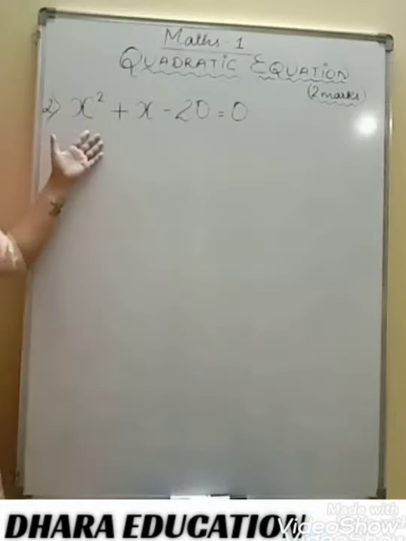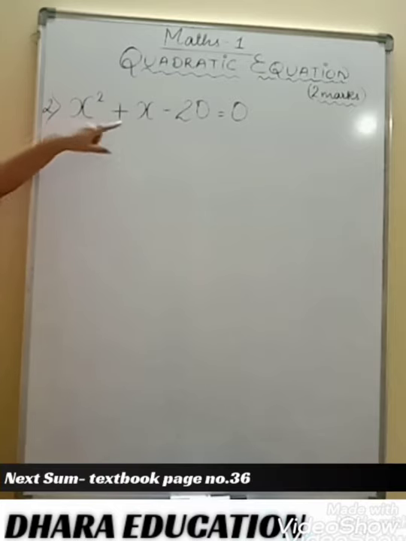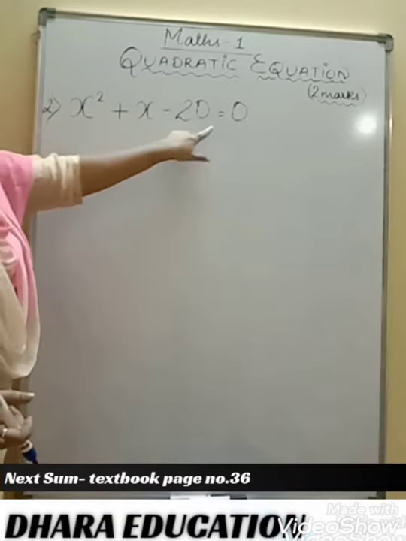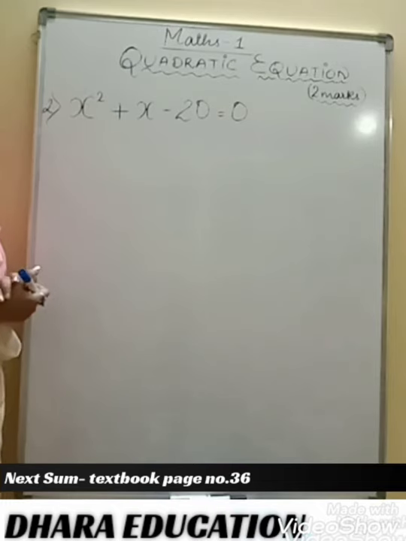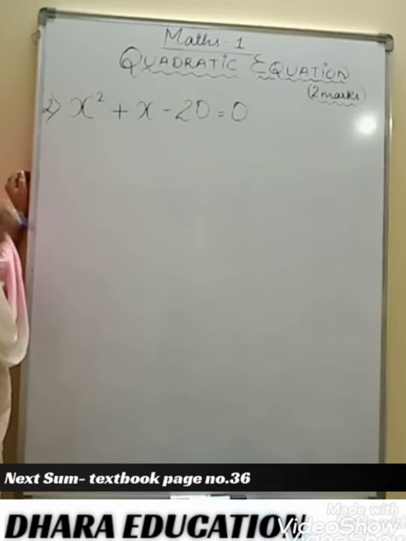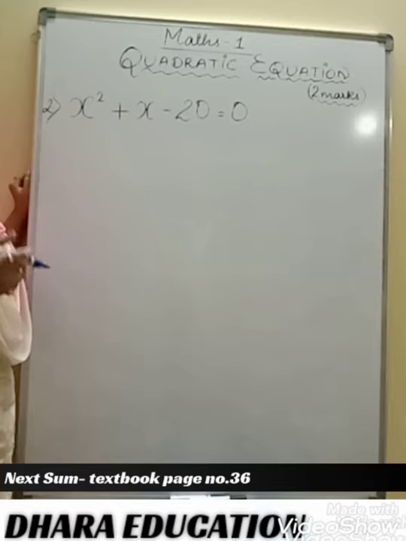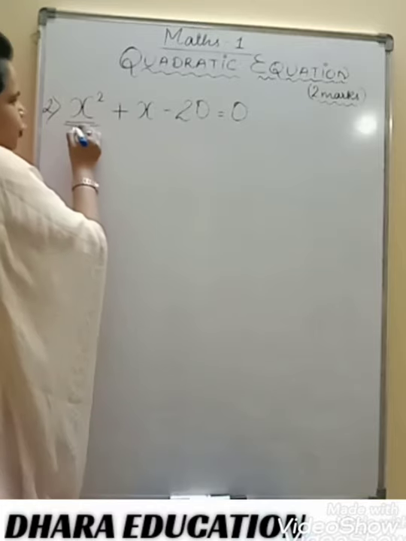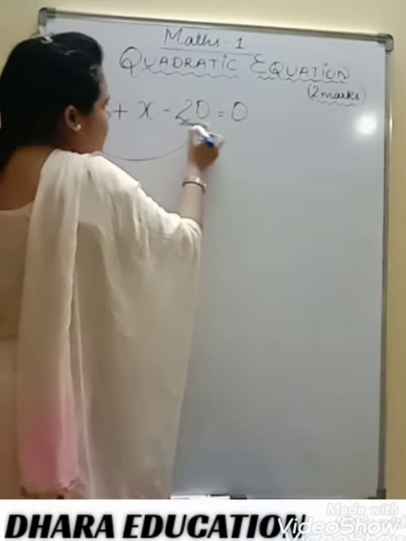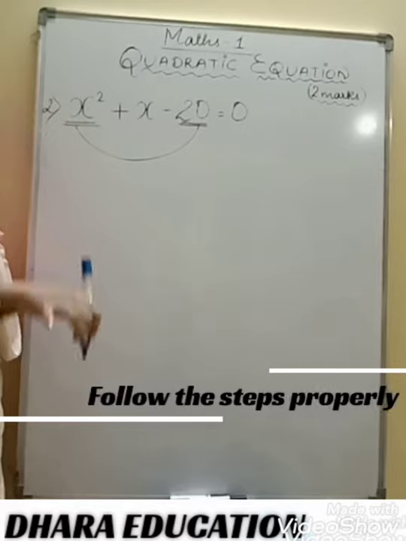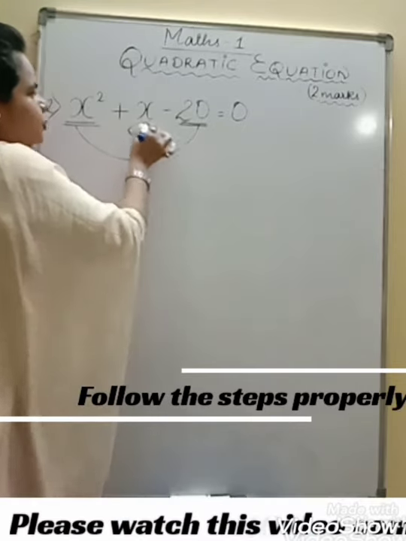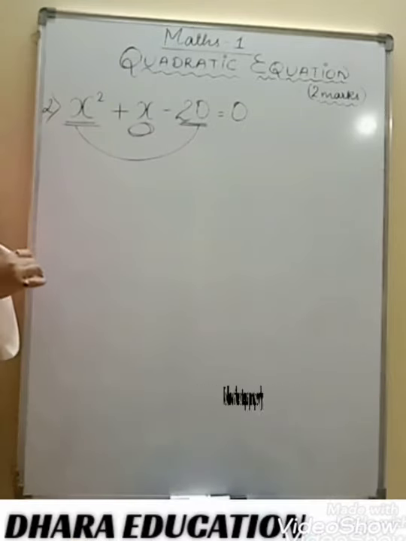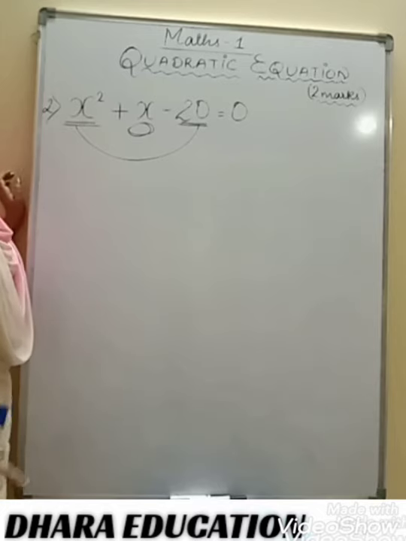Students, this is another sum: x squared plus x minus 20 is equal to 0. As we have done in the earlier videos, I always told you two important things: the first term should be multiplied with the third term in such a way that the middle term comes. Based on those explanations, we are going to see it now.